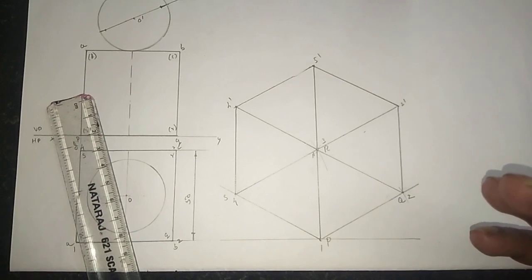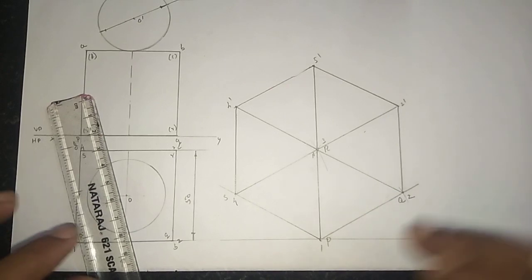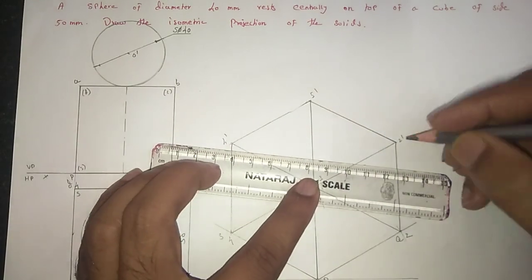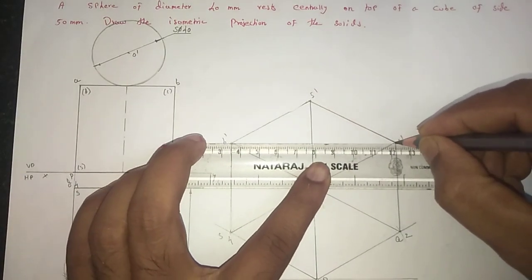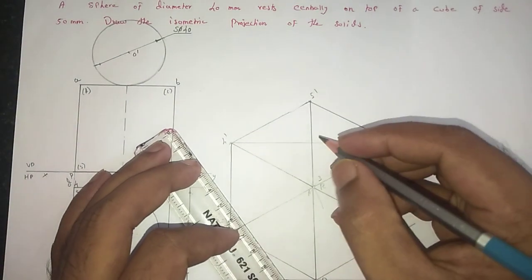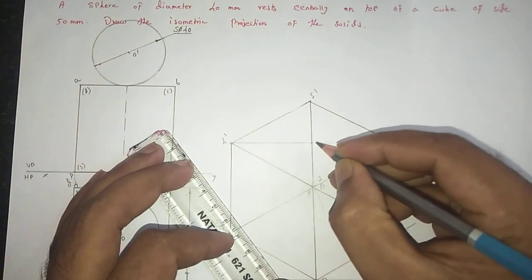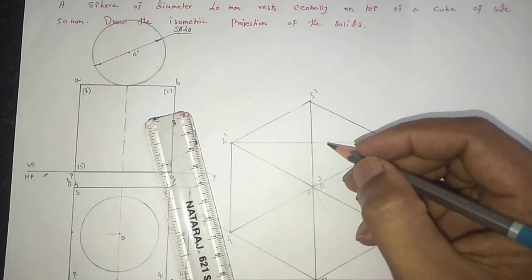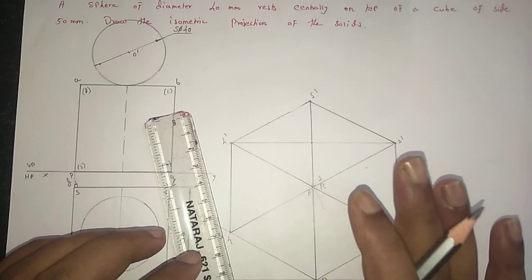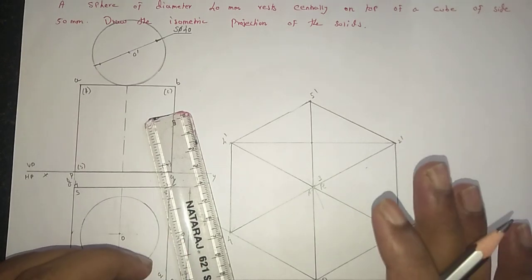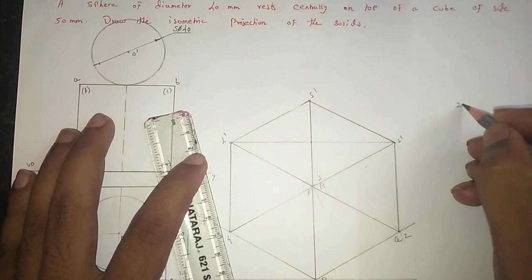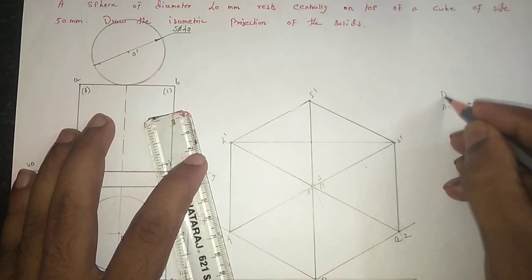Over this cube, a sphere is located. So to draw the sphere, first we need to connect the diagonal line 4 and 2, with a light line, and from that center we need to find the center of the cube. Here it's isometric projection, so we need to find out the isometric scale. Here the radius of the sphere is 20 mm, the diameter is 40 mm.